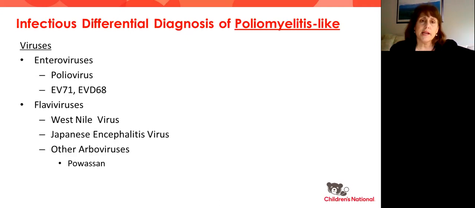If we are lucky enough to have a much more clear picture on the imaging of a true anterior horn or central gray involvement that is very suggestive of a poliomyelitis-like picture, the infectious differential is much smaller than the discussion we just had for transverse myelitis, and is really focused on the enteroviruses, including poliovirus and the non-poliovirus enteroviruses and the flaviviruses, including those that we've already mentioned on the prior slide.